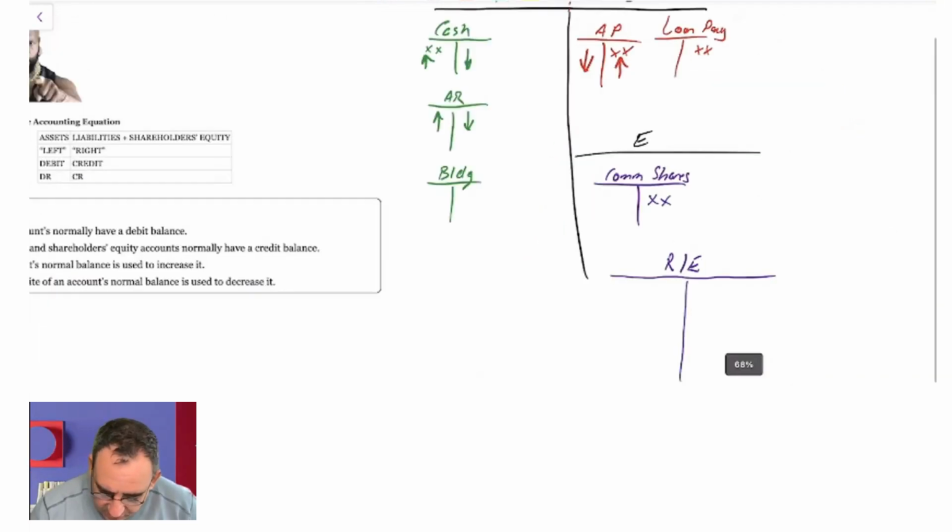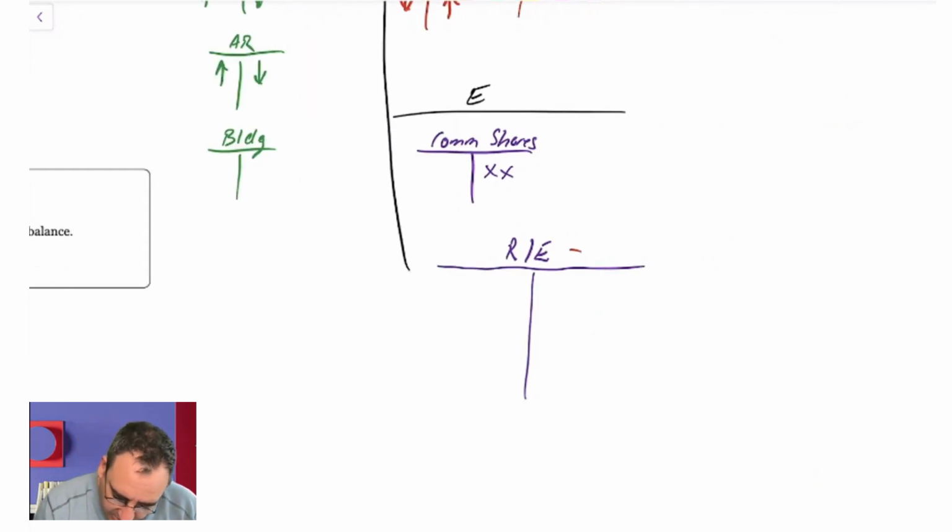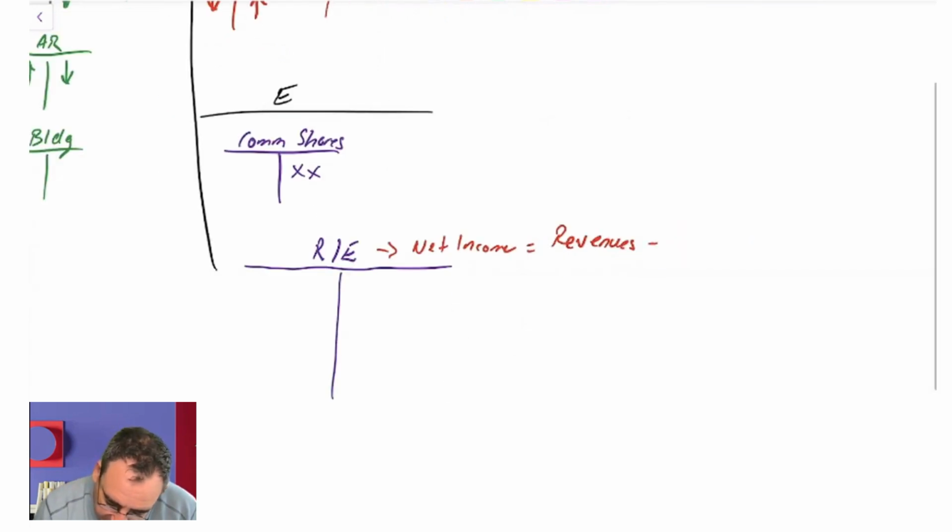Now, retained earnings is kind of a special little case here. Remember the other day, didn't we say that retained earnings is the result of net income? Where we said that retained earnings is the net income that is retained in the business, which means not paid out to any of the shareholders. Well, isn't net income equal to revenues minus expenses?